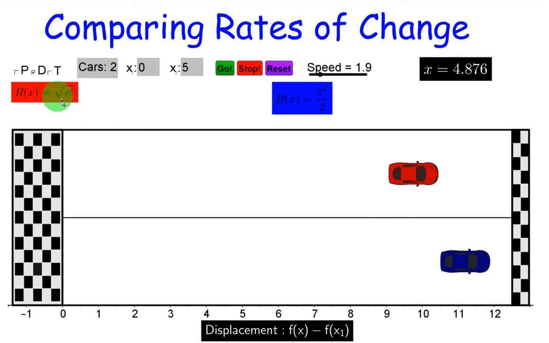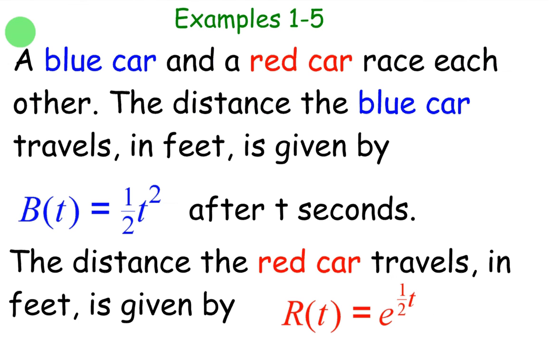The red car is going to be an exponential function, a variation of that. The blue car is going to be a quadratic function, x squared over 2. So we're going to be doing the car races as well and visualizing what's happening here. So let's read what's going on with this race.